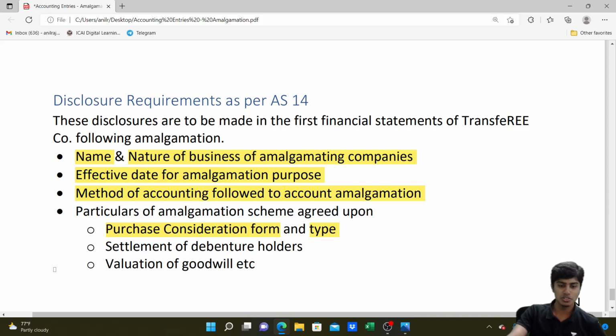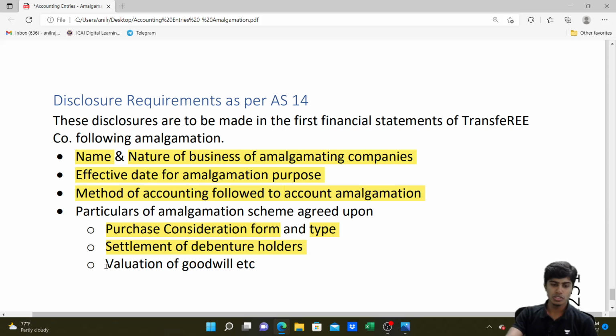All of that has to be disclosed. Settlement of debenture holders. How are you settling the debenture holders of the transferor company? Are you giving them debentures? Are you giving them cash? Are you giving them shares? Is the issue at nominal value, or at premium, or at discount? All of it needs to be disclosed.